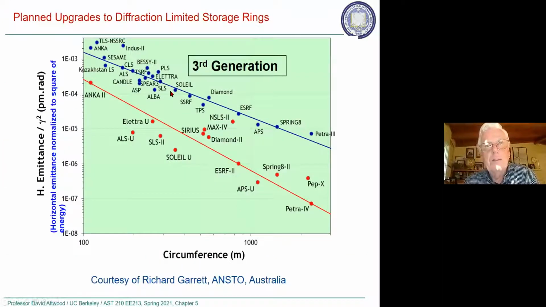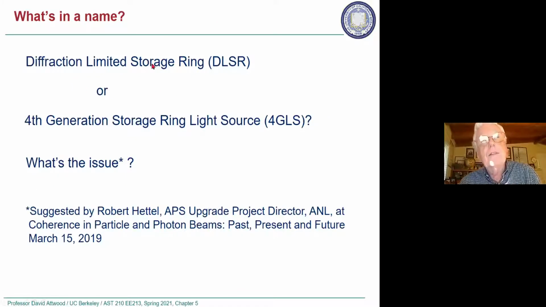I don't want to spend time on this, but a friend, Richard Garrett in Australia, made a graph of how the emittances change, normalized to gamma squared. So it's really just looking at the sigma values. He's showing the 3rd generation facilities here, all the present facilities, and here's the ALS. The ALS is going to drop down by just about a factor of 100.